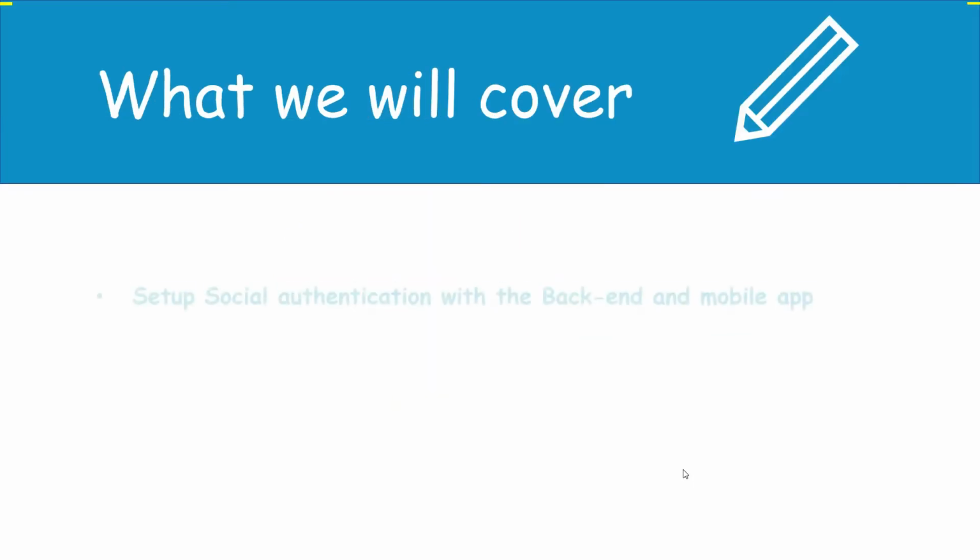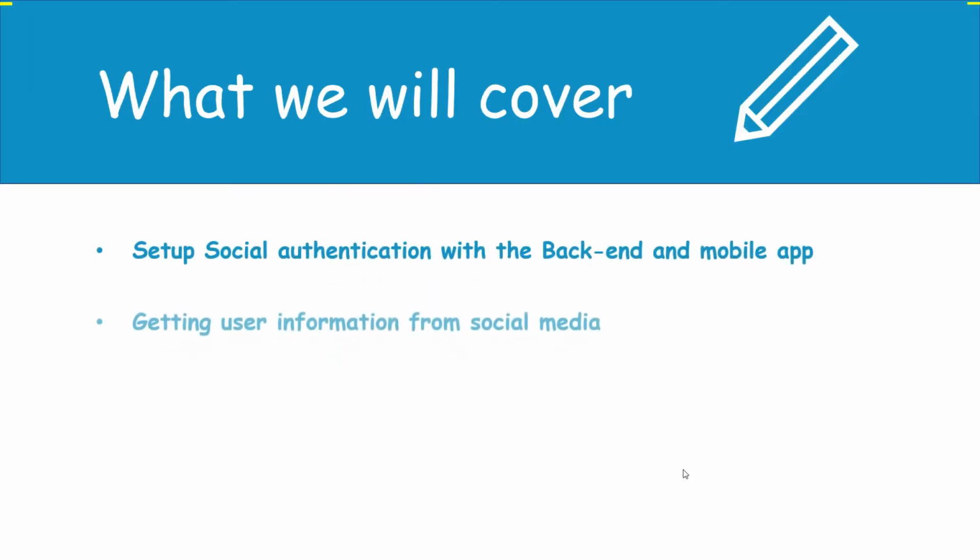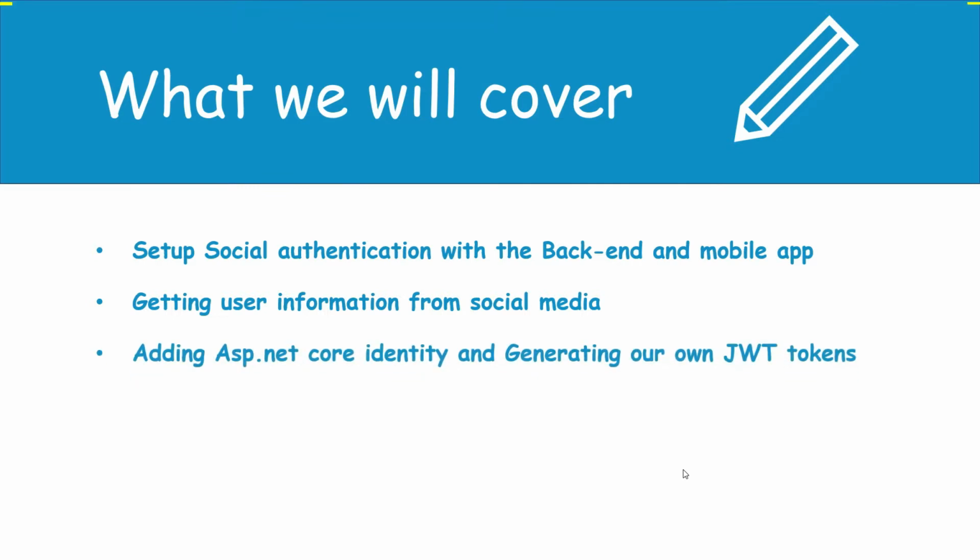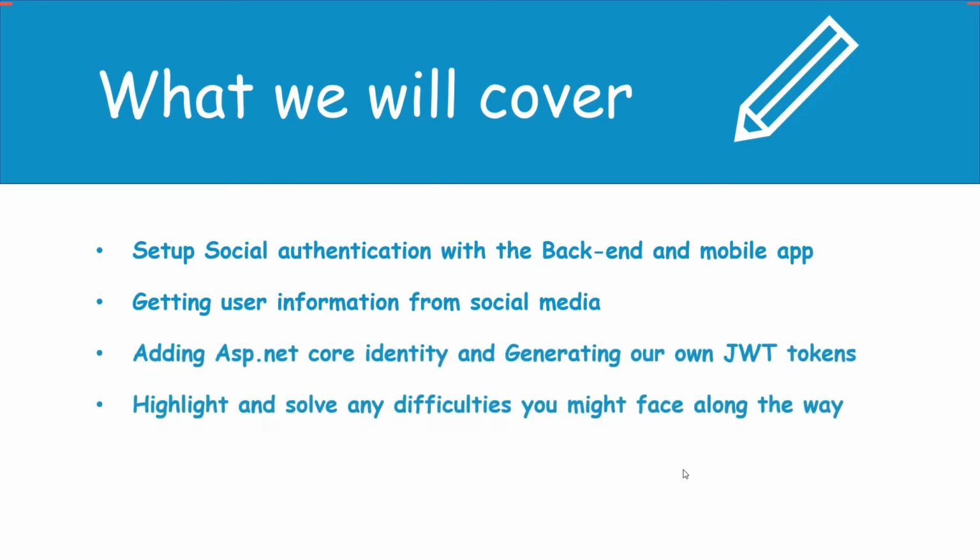So, what we will cover today. First, we will set up social authentication with the backend and the mobile app, and we will get user information from social media, and we will add ASP.NET Core identity and generate our own JWT tokens for authentication. And while doing all of that, we will highlight and solve difficulties you might face along the way.